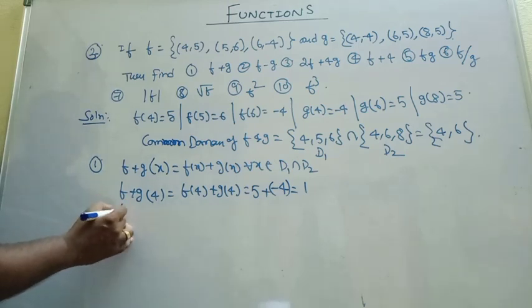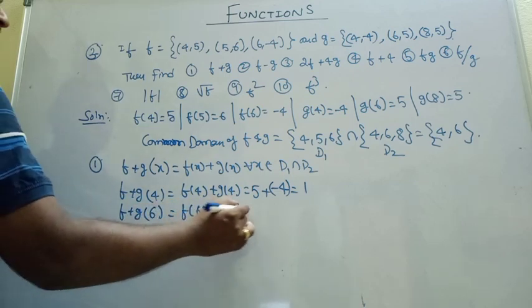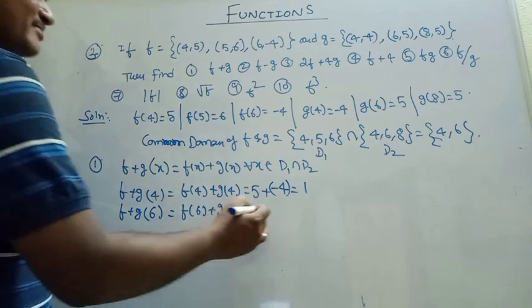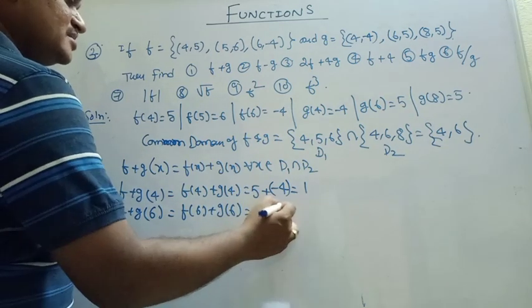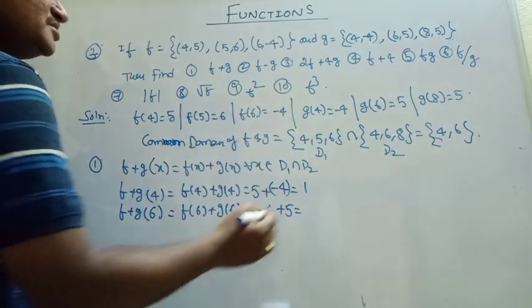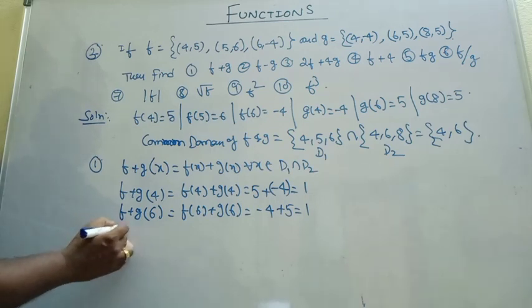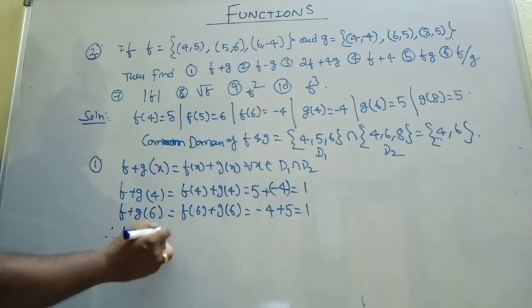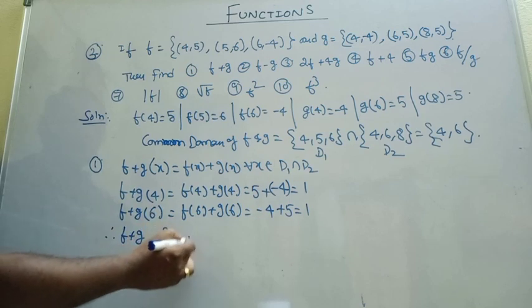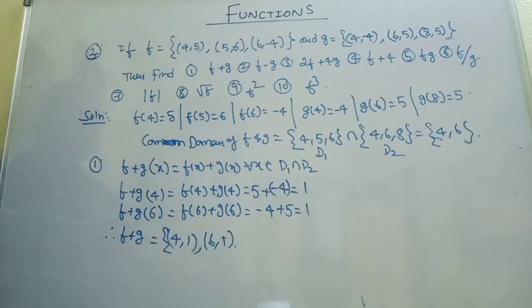Next, (f+g)(6) is f(6) plus g(6). f(6) is -4 and g(6) is 5, that is also 1. That's all. Therefore, f plus g is nothing but the elements (4,1) and (6,1), like this.